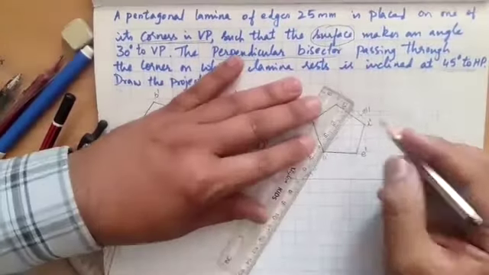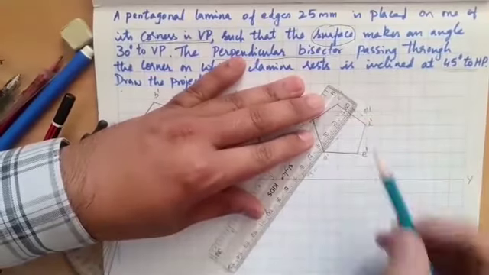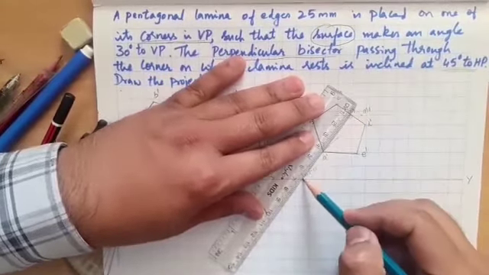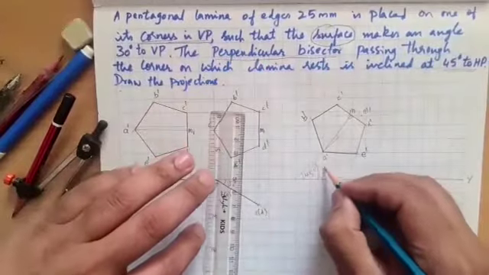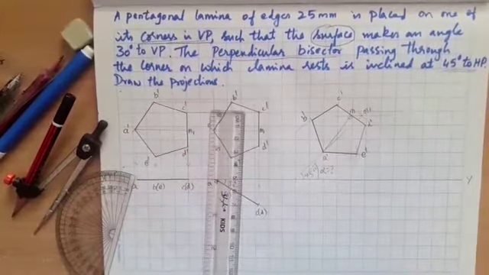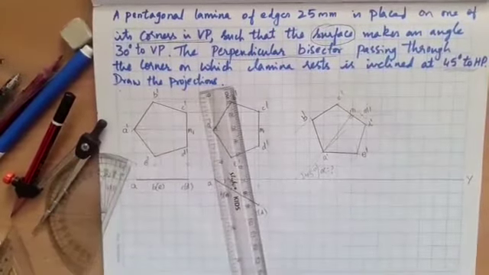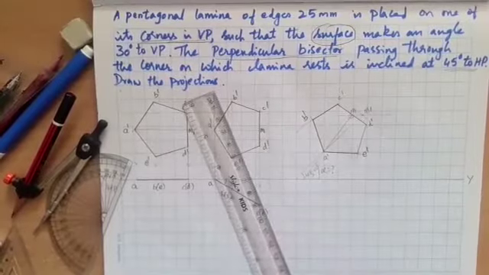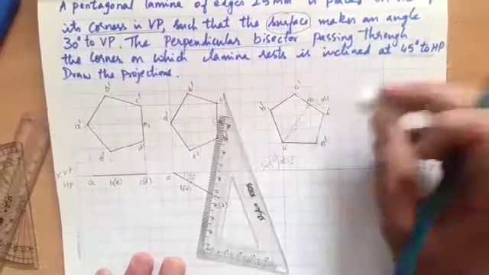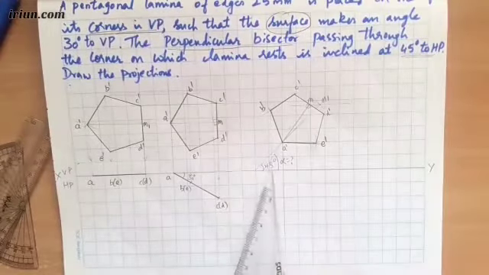Extend this line, and tell me how much is this alpha? How much is this alpha? Next step: lines will be there. So you are representing these things and finding out the alpha angle here.